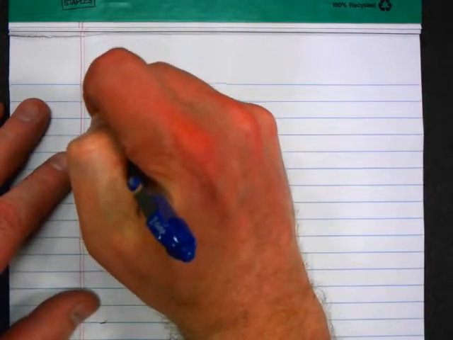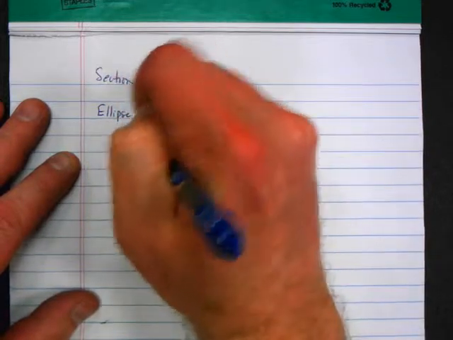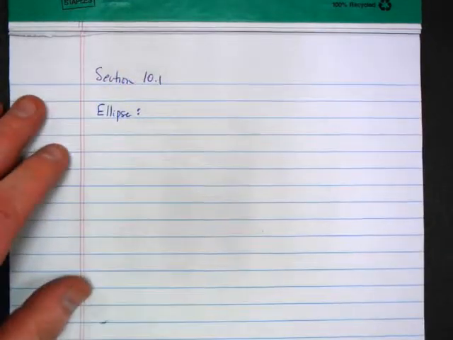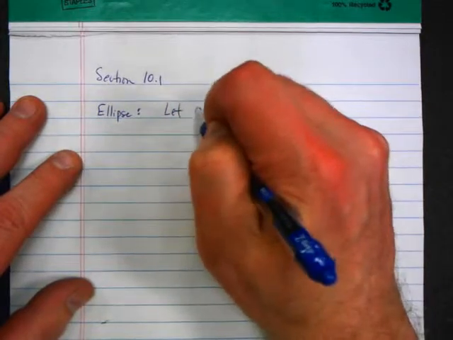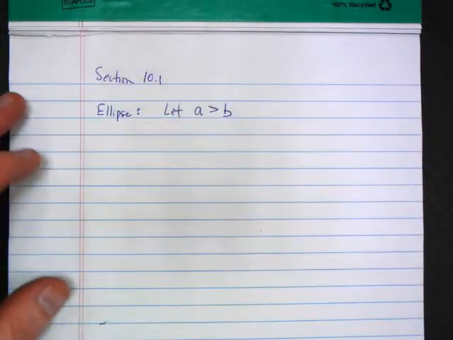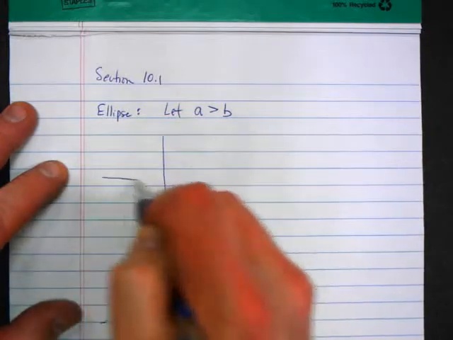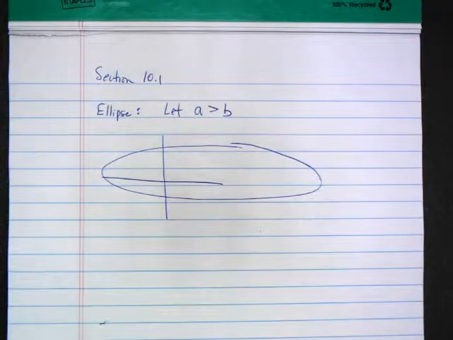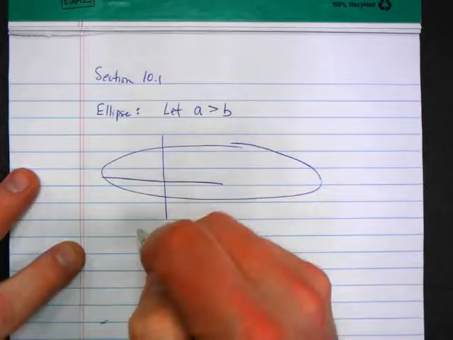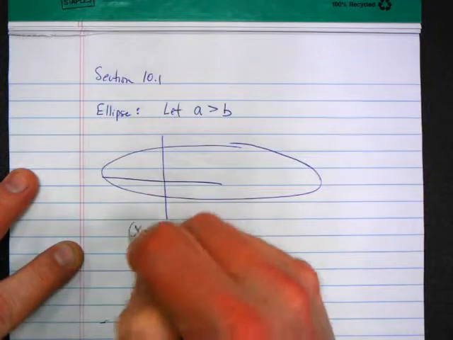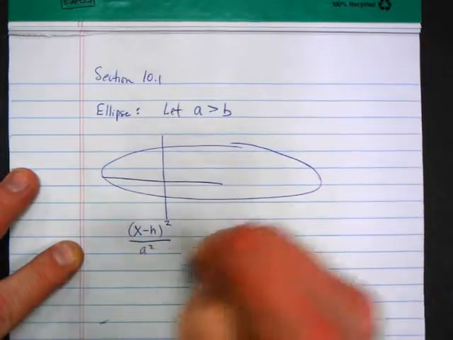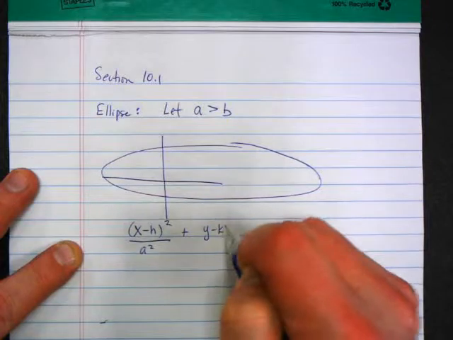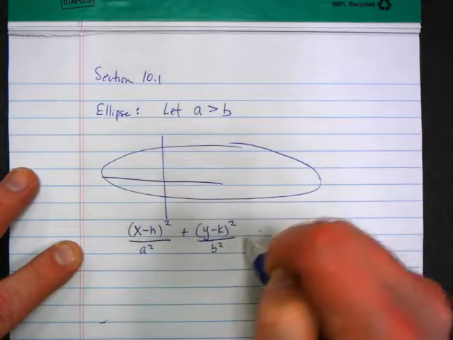We're ready to talk about ellipses. For an ellipse, you're going to let A be bigger than B. If you have an ellipse that goes this way, we get the idea. It's long, but not very tall. That ellipse will have the equation (x minus h) squared over a squared plus (y minus k) squared over b squared is 1.